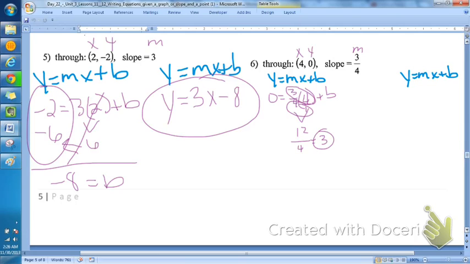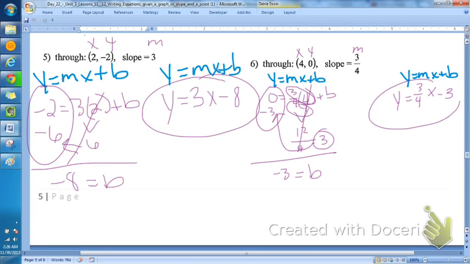Take that 3 and move it to the other side of the equation as a negative 3, so that will all cancel out, and you'll get b is equal to 0 and negative 3 equals negative 3. Now plug that negative 3 into the other equation, so negative 3, bring down your x, plug in the m value, 3/4, bring down the equal sign and bring down the y. And there's your final answer in y equals mx plus b form.